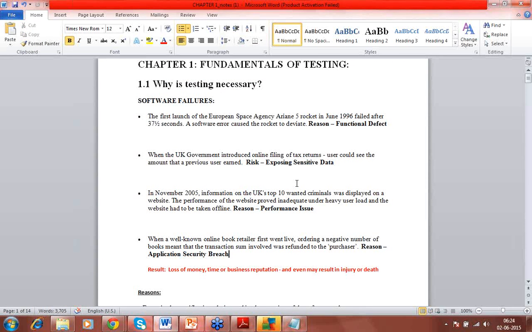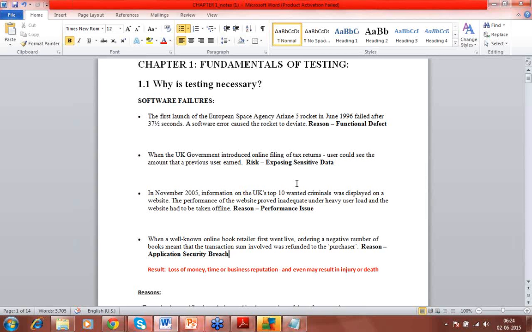Within a few seconds, deviations will also result in so many problems. So it has to work 100% without deviation. There was a deviation in the software that was used, and that resulted in the rocket failing within 37 and a half seconds as soon as it got launched. What was the reason? It was a functional defect. There was a software functional bug, and that created all this problem.